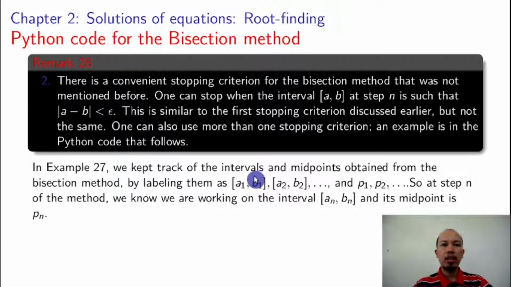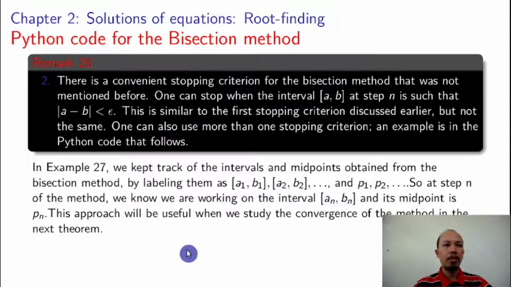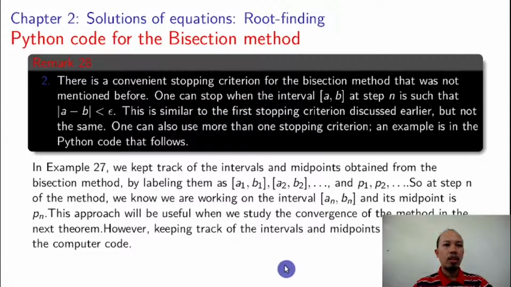Okay, we have these subintervals and our midpoints. At each step n of the method, we know we are working on the interval [a_n, b_n] and its midpoint p_n. This approach will be useful when you study the convergence of the method in the next theorem. However, keeping track of the intervals and midpoints is not needed in the computer code.